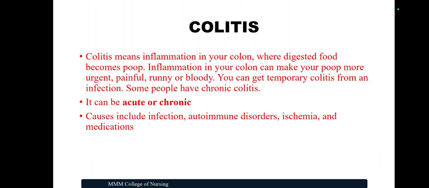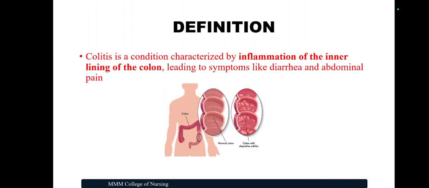Colitis. Colitis means the inflammation of your colon, where the digestive food becomes the poop. Inflammation in your colon can make your poop more urgent, painful, runny, or sometimes bloody. So you can get a temporary colitis from an infection, or some people may also have chronic colitis. It can be acute or chronic. It is most commonly caused by infection, autoimmune disorders, ischemia, and medications.